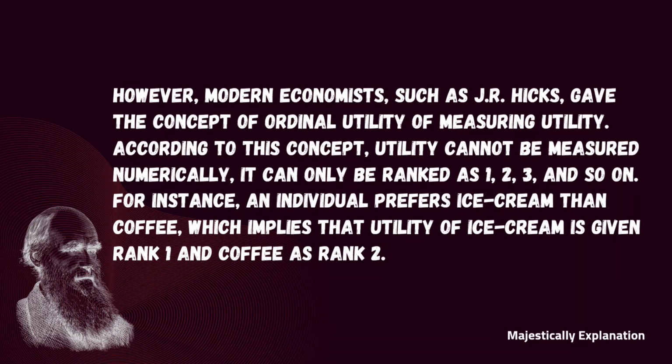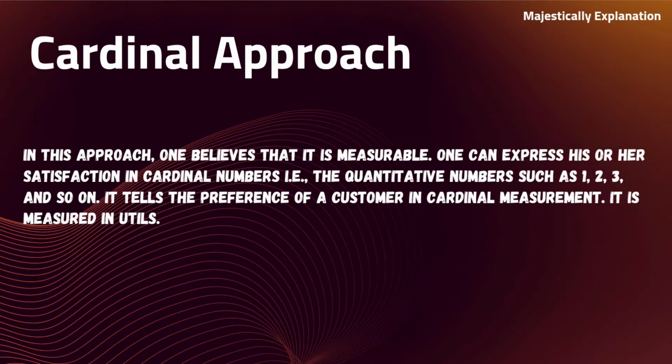However, modern economists such as J.R. Hicks gave the concept of ordinal utility for measuring utility. According to this concept, utility cannot be measured numerically. It can only be ranked as 1, 2, 3 and so on. For instance, an individual prefers ice cream to coffee, which implies that ice cream has a higher rank.